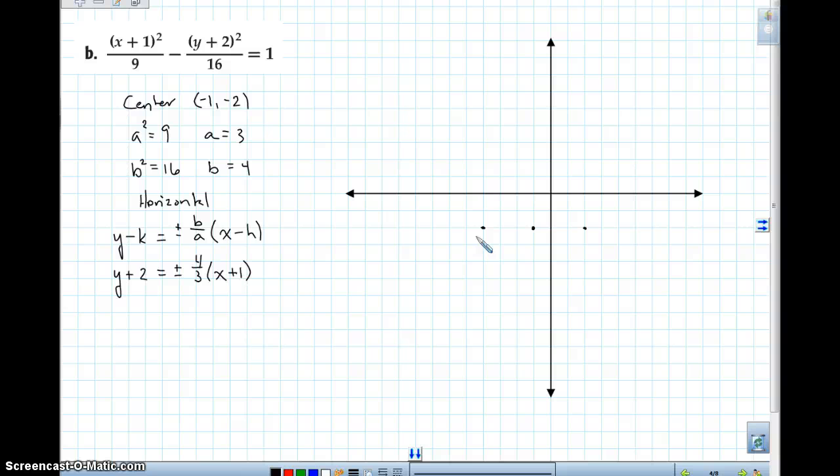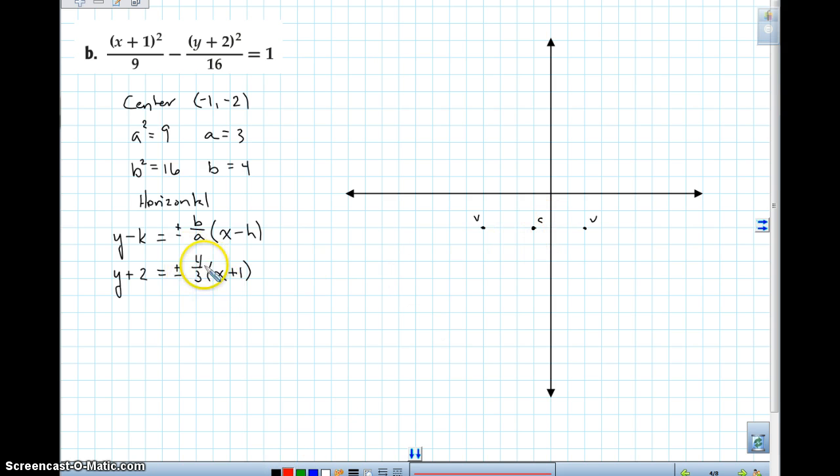And you have a couple of options. You could solve this equation for y, and then graph those two lines as you've learned to graph lines before. Or since we know that the lines go through the center, which I've already labeled right here, and these are my vertices, you could just use this point and the slope to find some more points on your asymptotes, which is what I prefer to do.